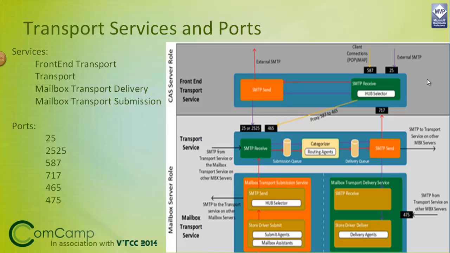Mailbox transport submission service connects to the local mailbox database using RPC to retrieve the messages and submits the message over SMTP to transport service on the local mailbox server or on the other mailbox server. The mailbox transport submission service has access to the same routing topology information as the transport service because it's the same server. Like the front-end transport service, the mailbox transport service also doesn't queue any message locally.